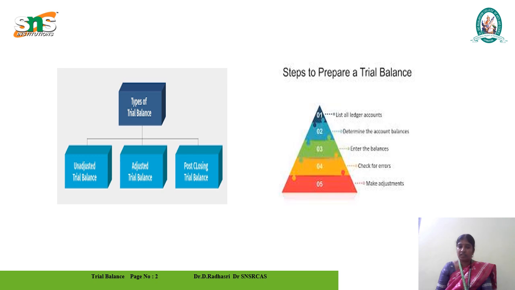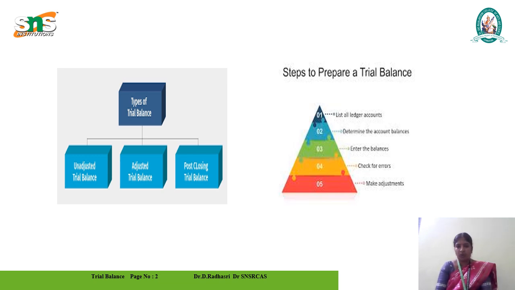There are three categories of trial balance: the unadjusted trial balance, the adjusted trial balance, and the post-closing trial balance. Then we want to know the steps of preparing the trial balance. List all the journal accounts with their different account balances, enter them into the balance, check for errors, and make adjustments. There are five steps in preparing from the ledgers.